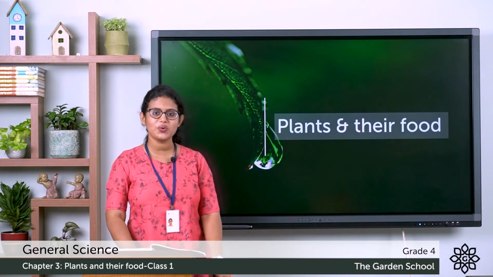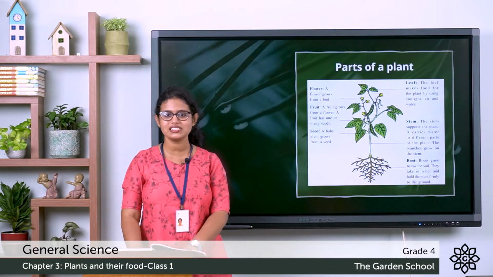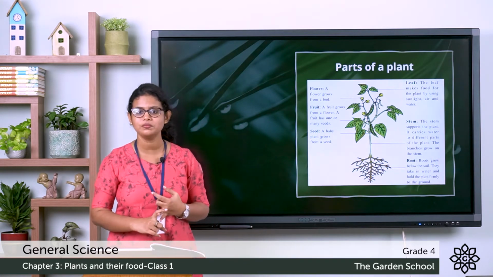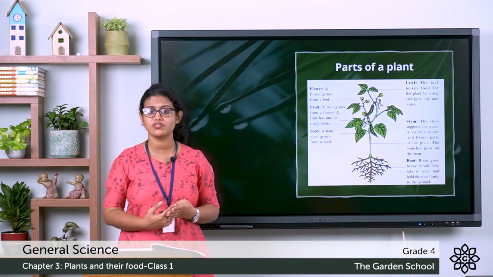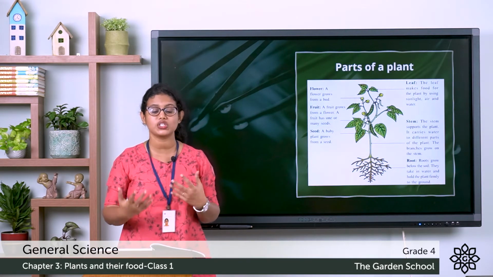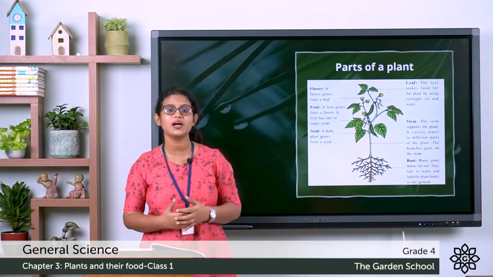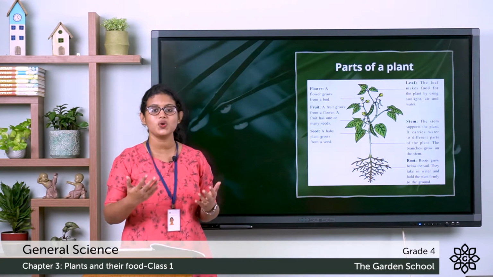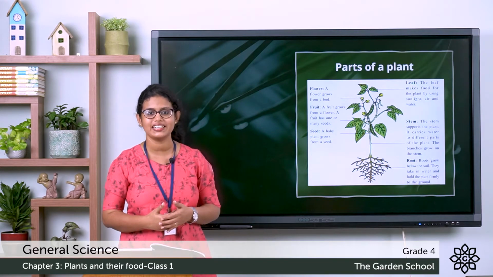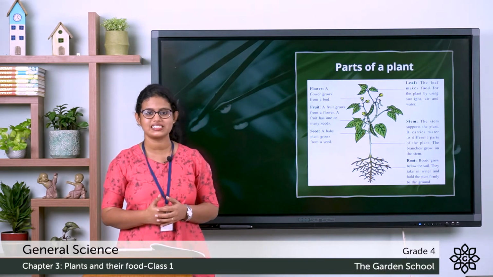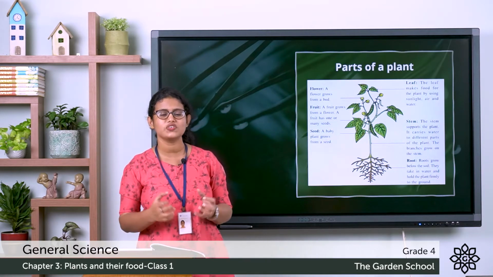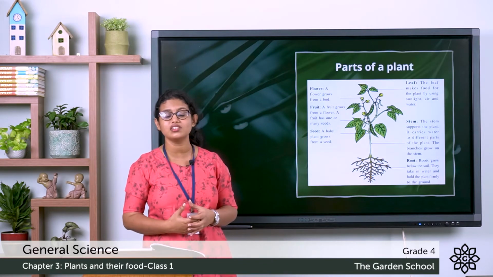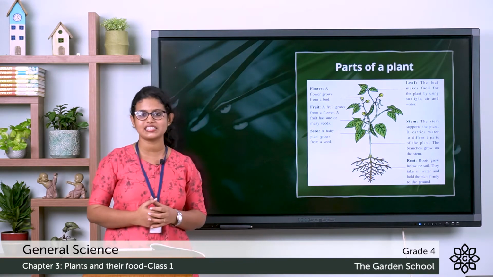Do you all know the different parts of a plant? Which are the different parts of a plant? Root, stem, leaves, flower, fruits. Right. These are the different parts of a plant. The first one is roots. The roots are below the soil. And what is the function of roots? They hold the plant firmly to the soil. Then, they carry water and nutrients for the plants.